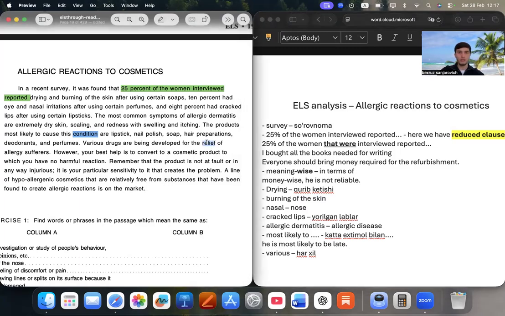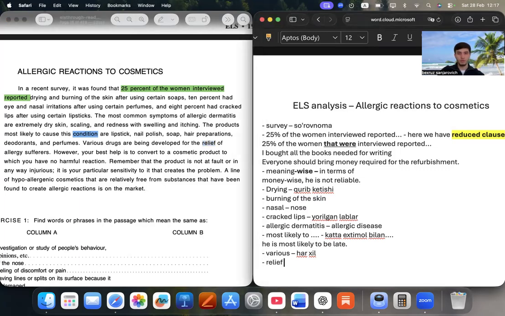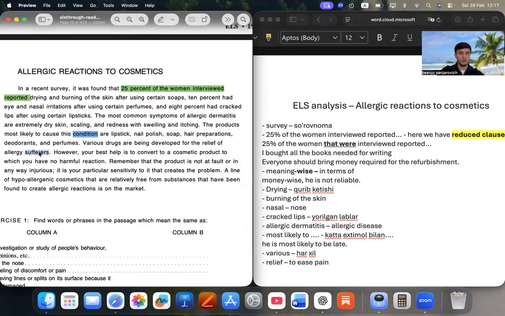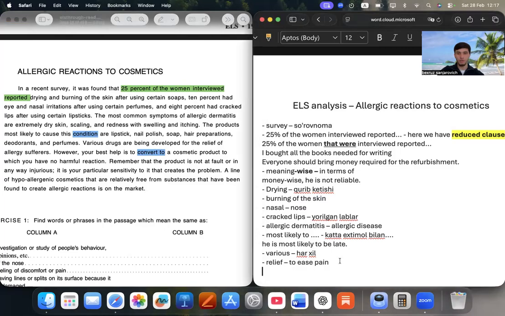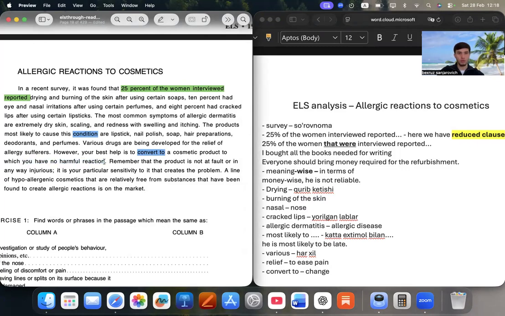Relief means to remove their pain. Relief: to ease pain, okay? To ease the pain of allergy sufferers. However, your best help is to convert to a cosmetic product to which you have no harmful reaction. The biggest help you can give yourself is to convert to, which means to change. To change, convert to, change. Change to a cosmetic product with which you have no harmful reaction at all, it says.